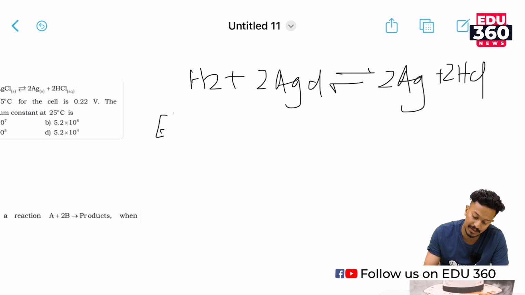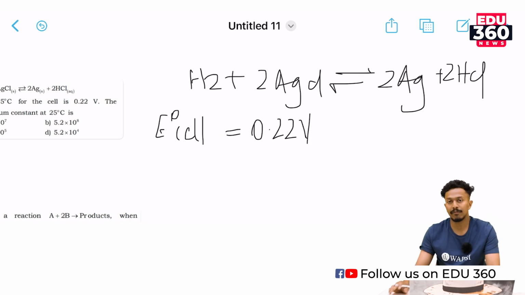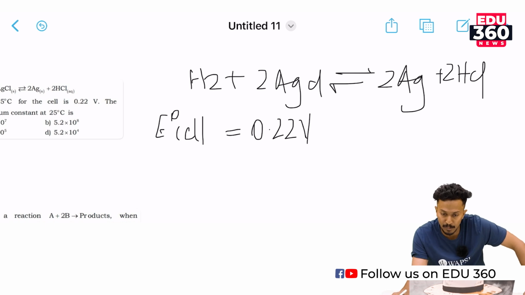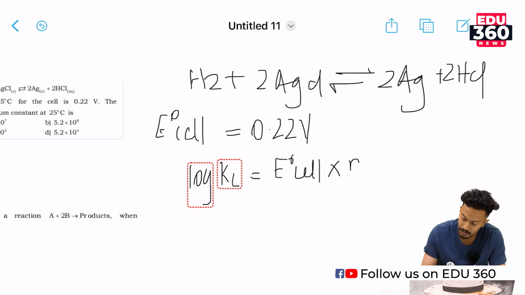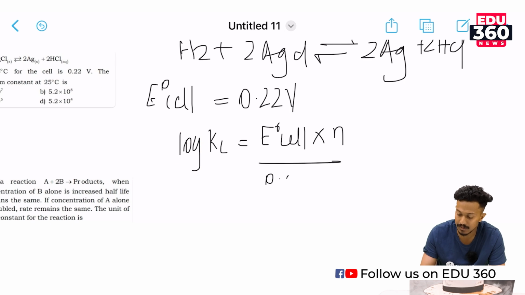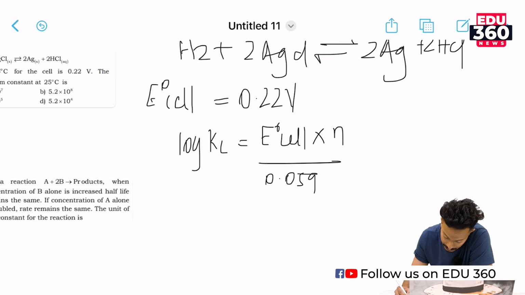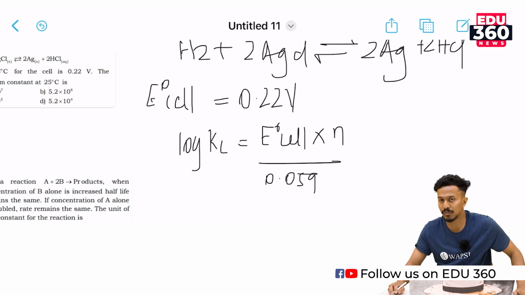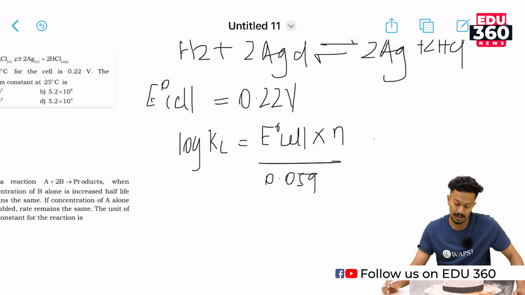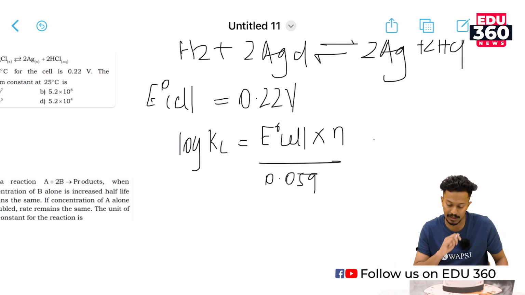E0 cell at 25 degrees Celsius is 0.22 volt. We have been given the known data. The equilibrium constant log Kc is given by E0 cell into N divided by 0.059. We have done this earlier, because E0 cell is equal to 0.059 by N into log Kc. We have rearranged those terms, and we have to find out log Kc.